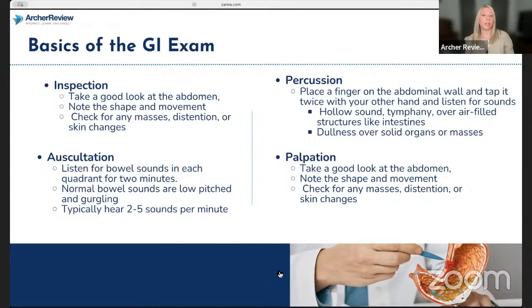Now, if we hear no bowel sounds at all in those 2 to 5 minutes, well, that's a problem. Those are absent bowel sounds, and that could be a sign of a serious GI complication. So we'll need to investigate that further.